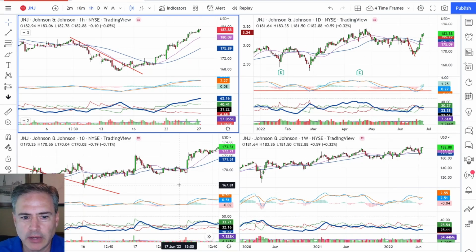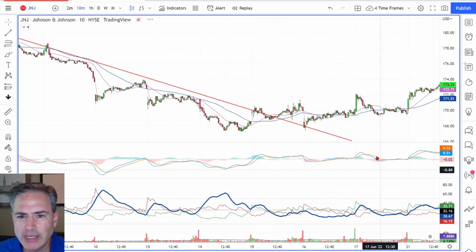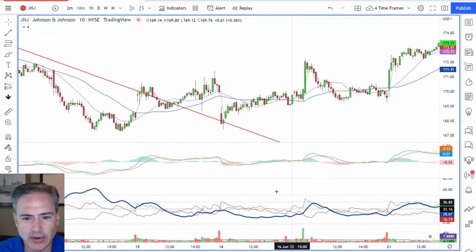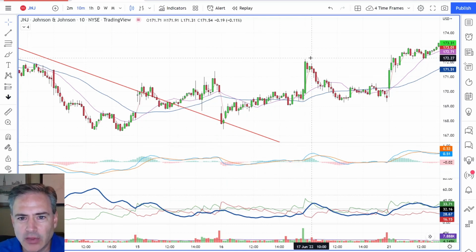All right. Now, if we go to the 10-minute, it should make it a little bit more clear. I mean, this was the gap down version of the 2. That is just too violent. There's no pattern here. I don't see anything here, and I definitely don't see anything here. Now, we get another move to the upside.